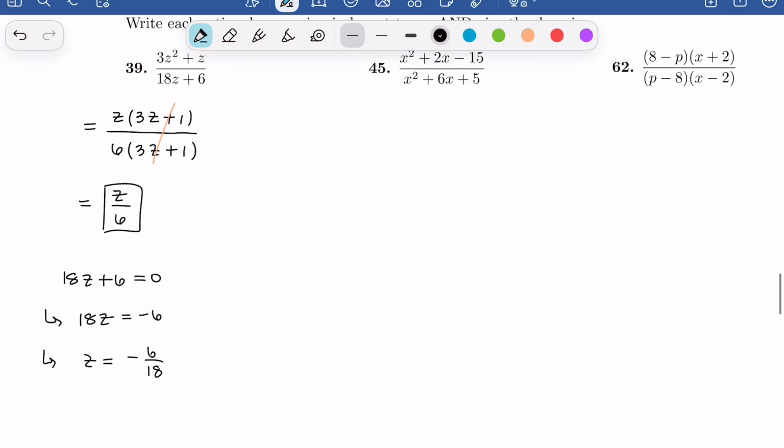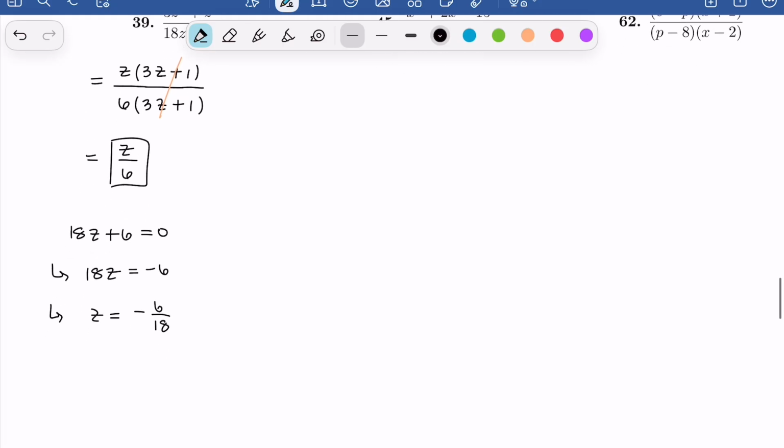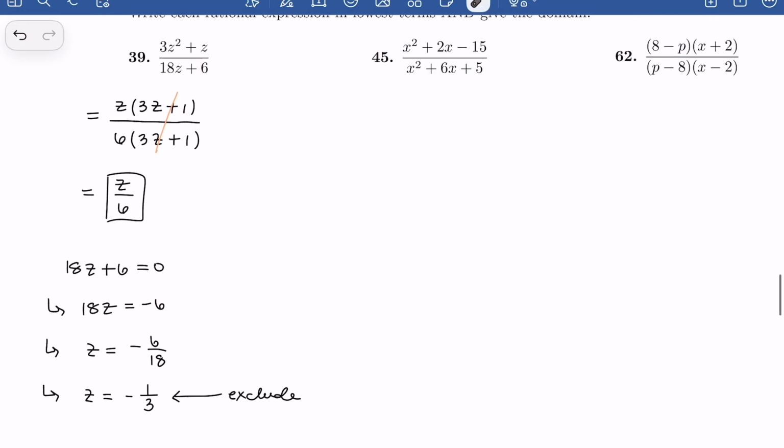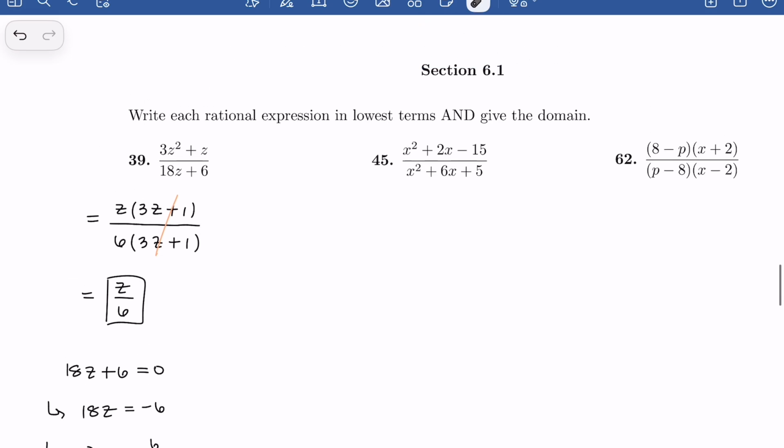Now, 6 and 18 both share factors of 6. So z is going to be -1/3. So this is the value that we need to exclude from our domain, because if z is equal to -1/3, then our denominator is going to be 0. And remember, we can never divide by 0.